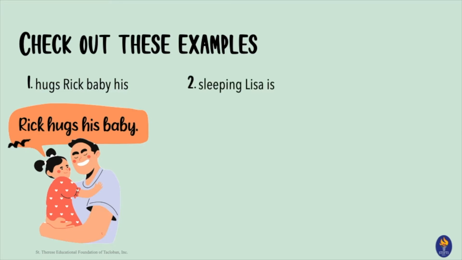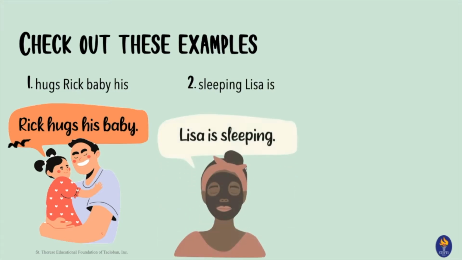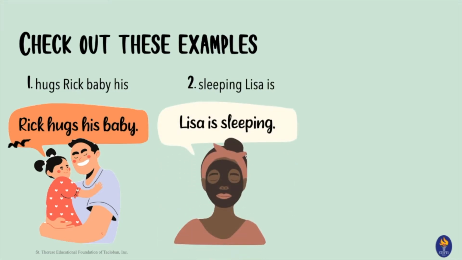Take a look at this next one. Sleeping, Lisa, is. Does this group of words express a complete idea? No, it doesn't. Rather, the words should be arranged as Lisa is sleeping. Last one. The cleans she house. Once again, the words in this example are arranged incorrectly. How should the words be arranged?